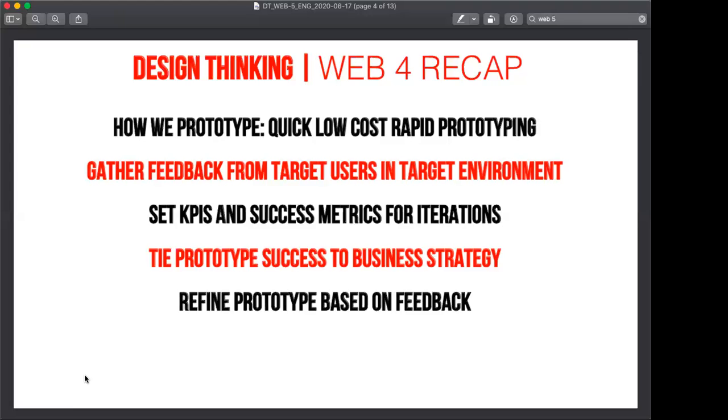A prototype shouldn't just be one round, one version. The idea is you put it out there a couple times, collect feedback, and continue to refine until you can go on to the next level and eventually launch a pilot.